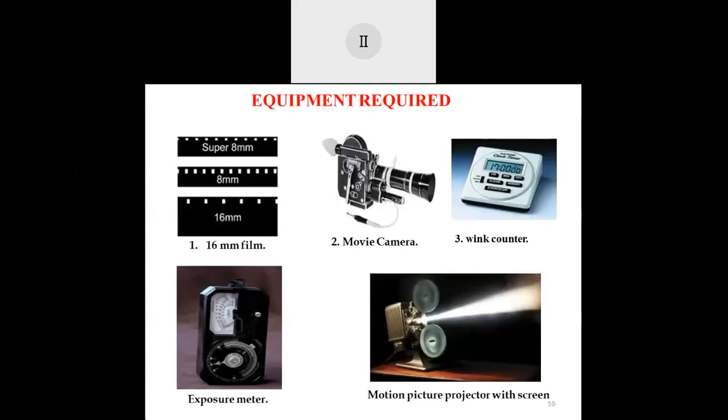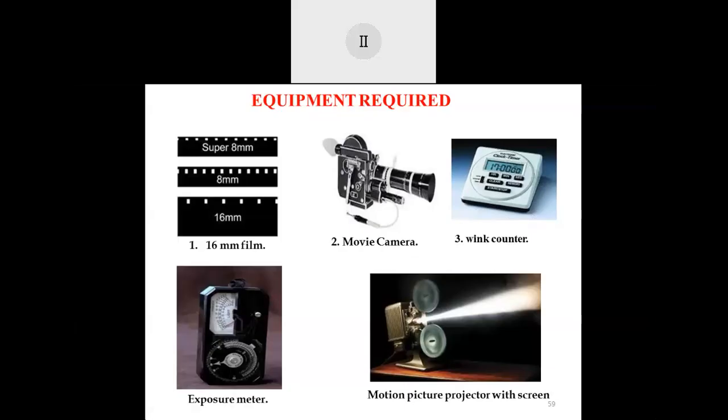Then these are the films and the equipment required for recording the activities. So some type of film, different types of film are shown here. Using this movie camera, we can record the activities, and using this counter, we can analyze the timing for each activity or each group of movements, how much time is required, which is known as a wink counter.